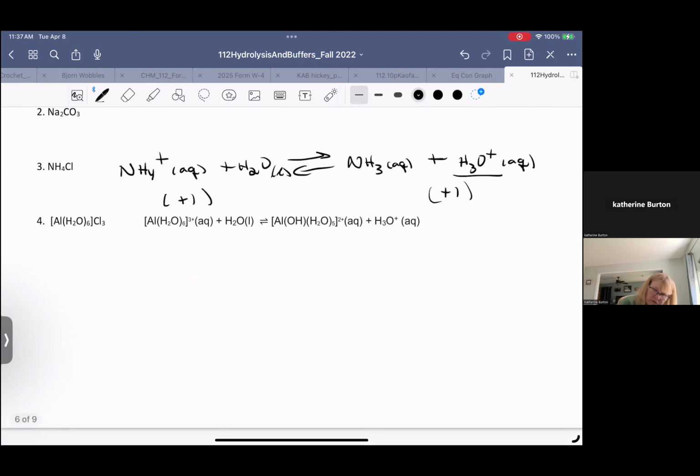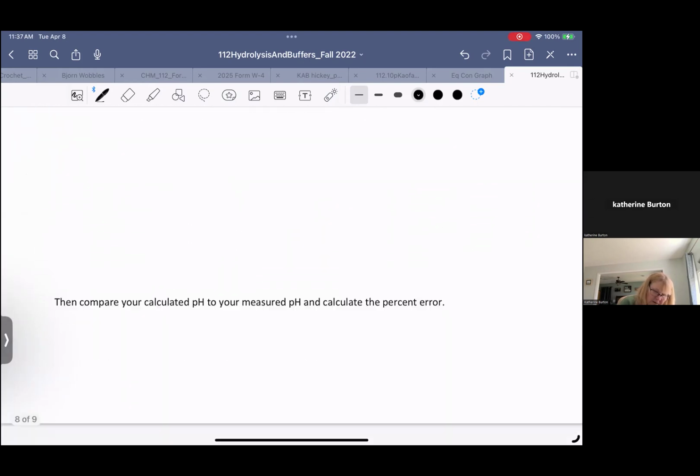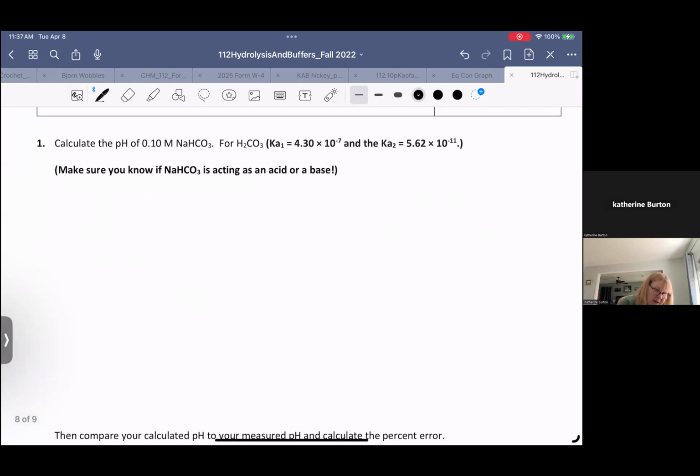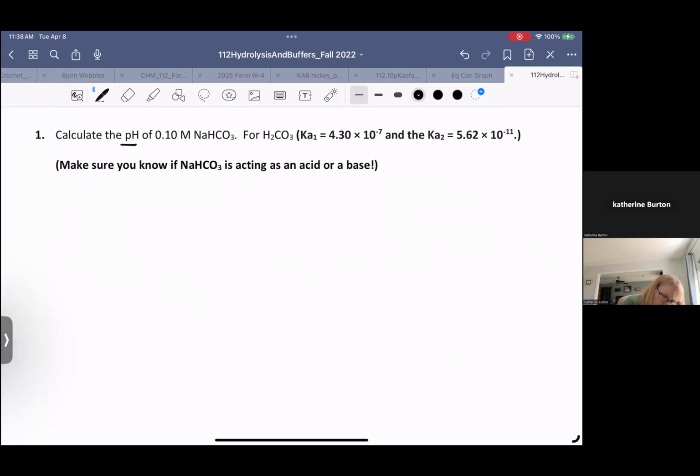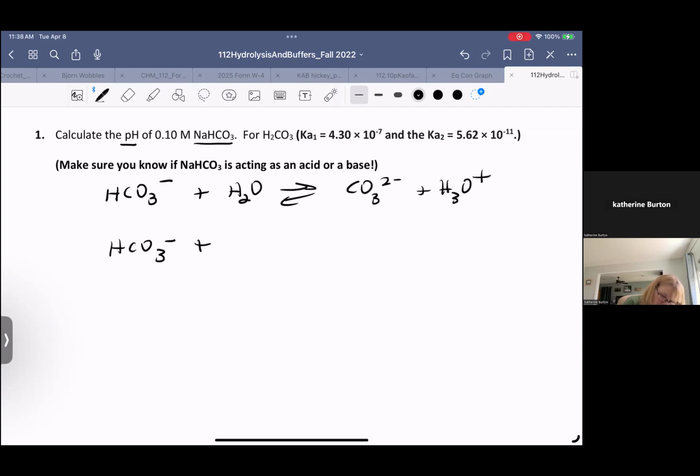Recognize that when we go to this next question, I'm going to ignore my dissociation here or my buffers for a second. We're going to ask you to calculate the pH of sodium bicarbonate. Bicarbonate is amphoteric, meaning it can be both an acid or a base. So let's think about what that means. If it is an acid, we're going to react it with water, and remember, it's a proton donor, and we're going to make carbonate plus hydronium. If it's a base, it's going to react with water and make carbonic acid plus hydroxide.